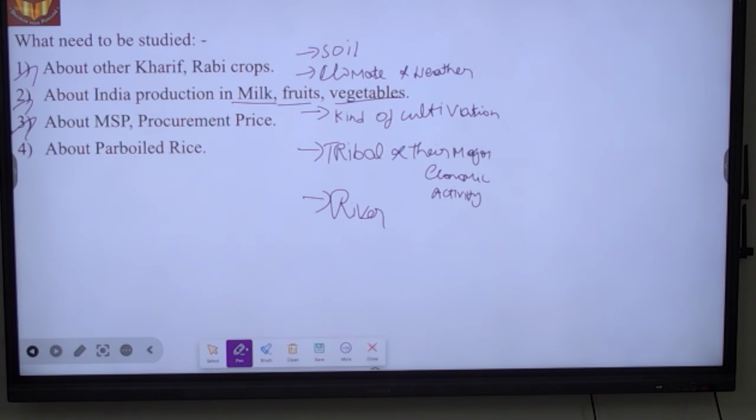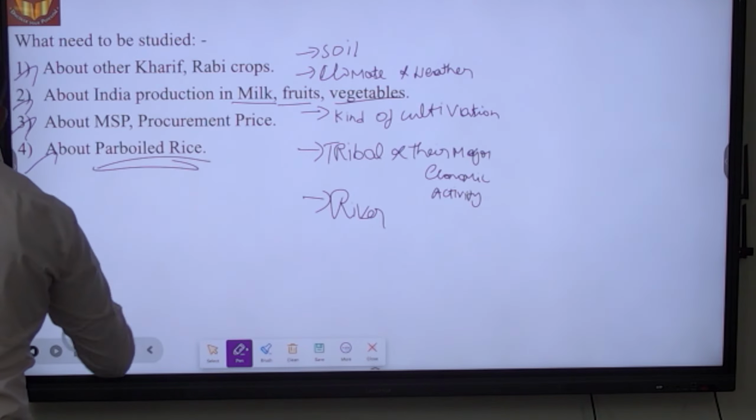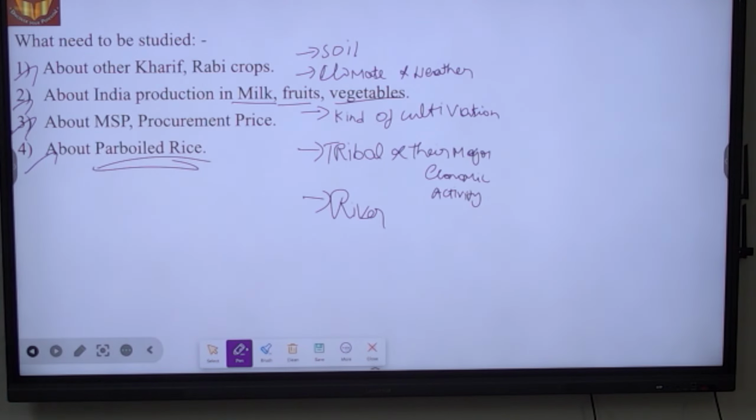Fourth, we should know about parboiled rice, which was in the news last year because of the dispute between Telangana and the central government. So we should know about it also. What is parboiled rice, which area is highly suitable for the cultivation of parboiled rice, and what is the difference between parboiled rice and normal rice.